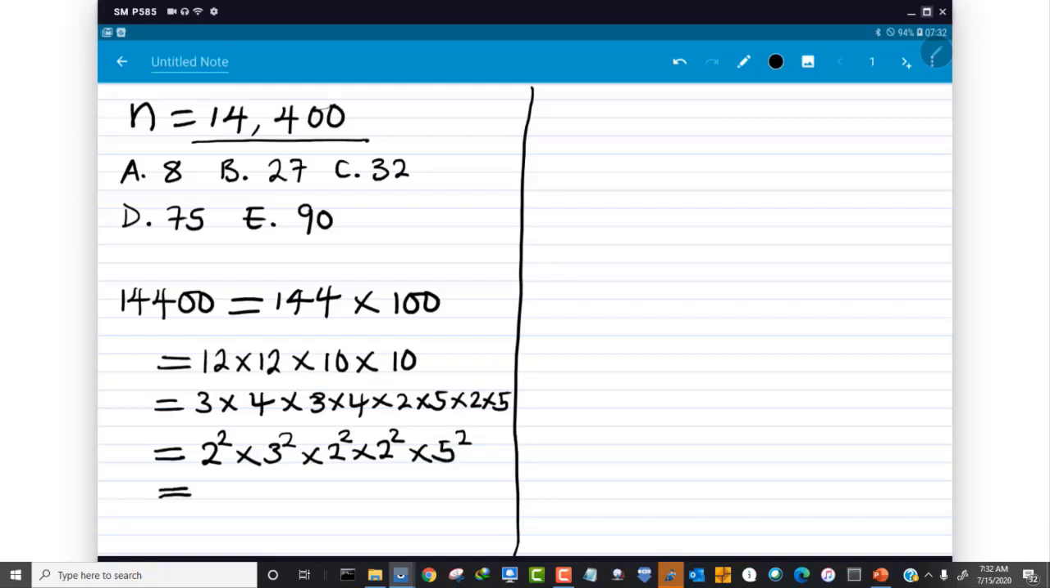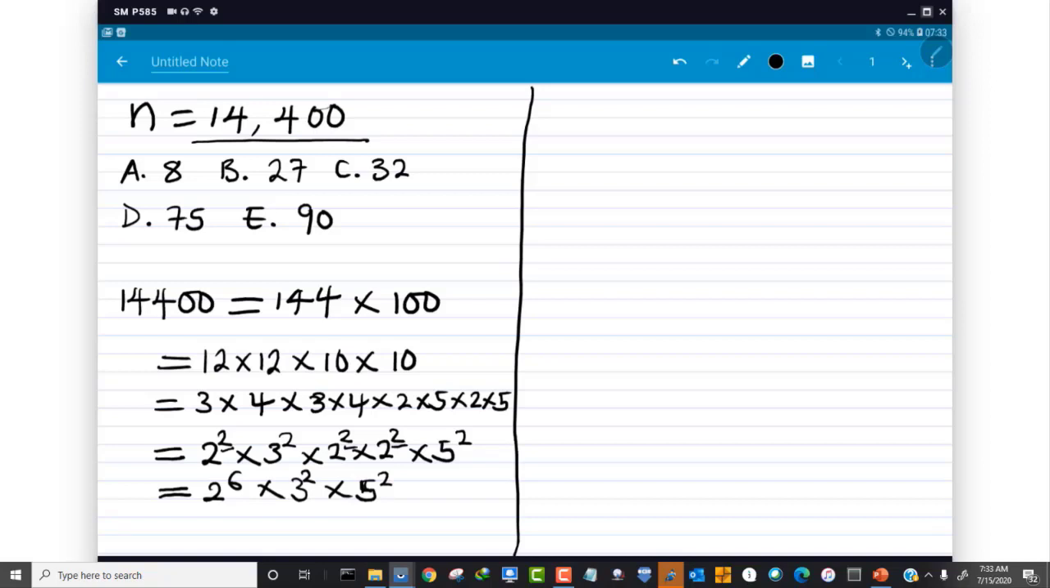Now I have 2 plus 2 plus 2, so I have 2 raised to the power 6 times 3 raised to the power 2 times 5 raised to the power 2. Alright, so this is a prime factorization of 14,400. Now, how do I use it to get the factors?